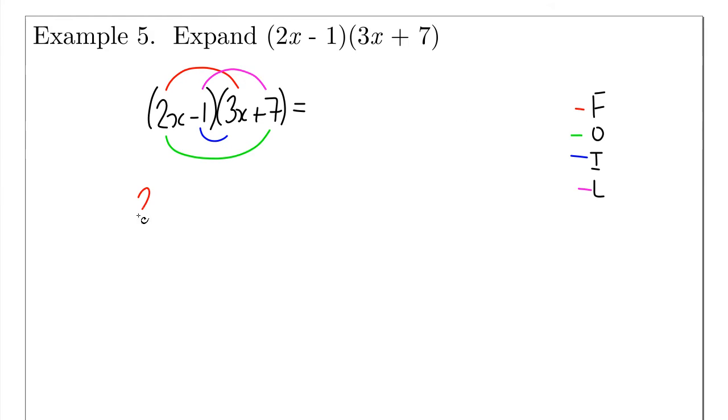2x multiplied by 3x. And 2x multiplied by 7. And minus 1 multiplied by 3x. And finally minus 1 multiplied by 7.